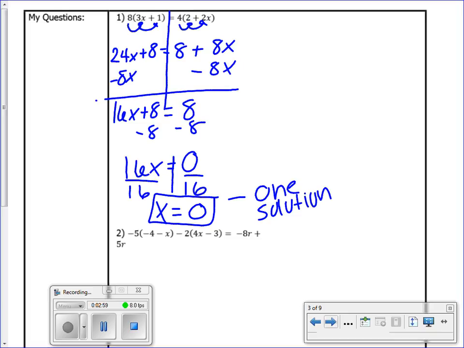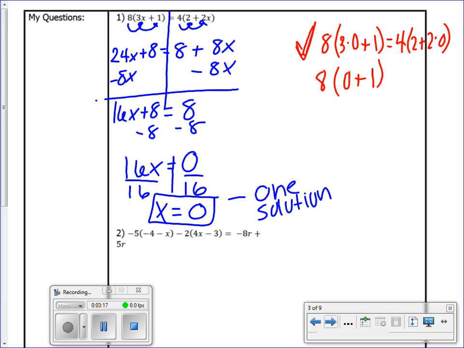If I plugged 0 back into this equation to check my work, it would be 8 times 3 times 0 plus 1 equals 4 times 2 plus 2 times 0. Well, 3 times 0 is 0 plus 1 times 8 equals 4 times 2 plus 2 times 0 is 0. 0 plus 1 is 1. 8 times 1 is 8 equals 2 plus 0 is 2. 4 times 2 is 8. So this is true. So 0 is your only solution that works.